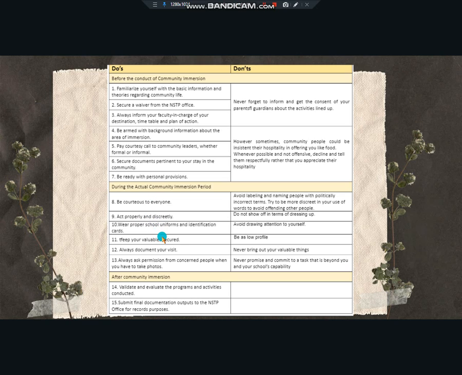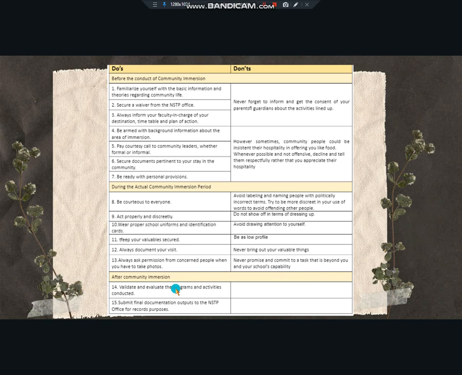Makisama tayo, guys. Kasi nga, iba't ibang ugali ng mga tao. We need to be cautious to everyone and act properly. Of course, wear proper school uniform and identification card, and keep your valuable things secured. Always document your visit. Always ask permission from concerned people when you have to take photos. And sa don'ts naman, avoid labeling and naming people with politically incorrect terms, and avoid drawing attention to yourself. Be low profile. Never bring out your valuable things. And of course, never promise and commit to a task that is beyond you and your school's capability.